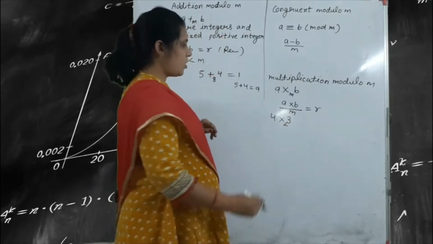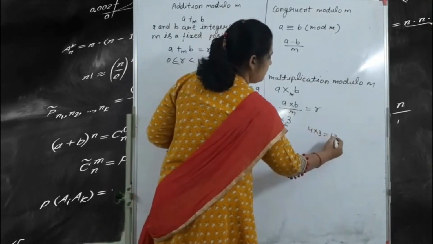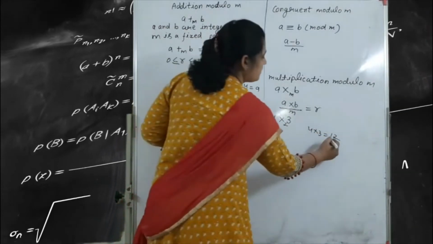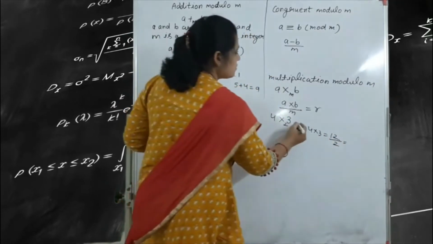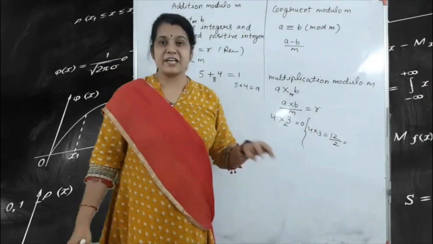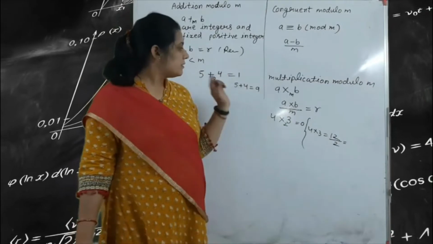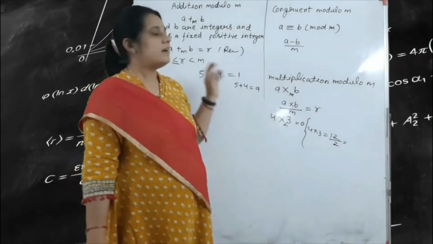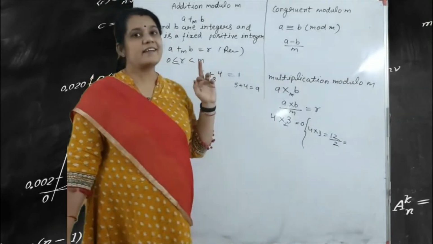So that means what? First you multiply 4 into 3. That means 12, divided by 2. That means what? 6. That means the remainder is 0. So here we write the 0. So don't be confused here. On the right hand side we always write the remainder. Okay. According to this point, we always write R less than M.